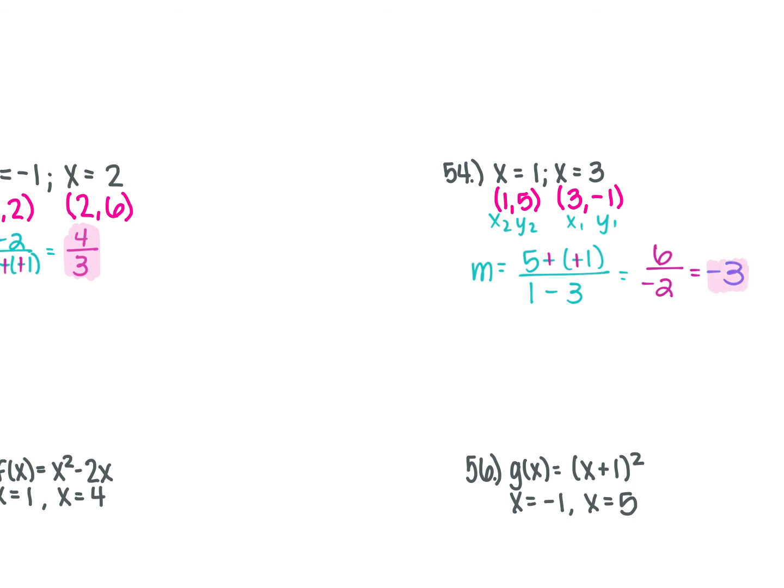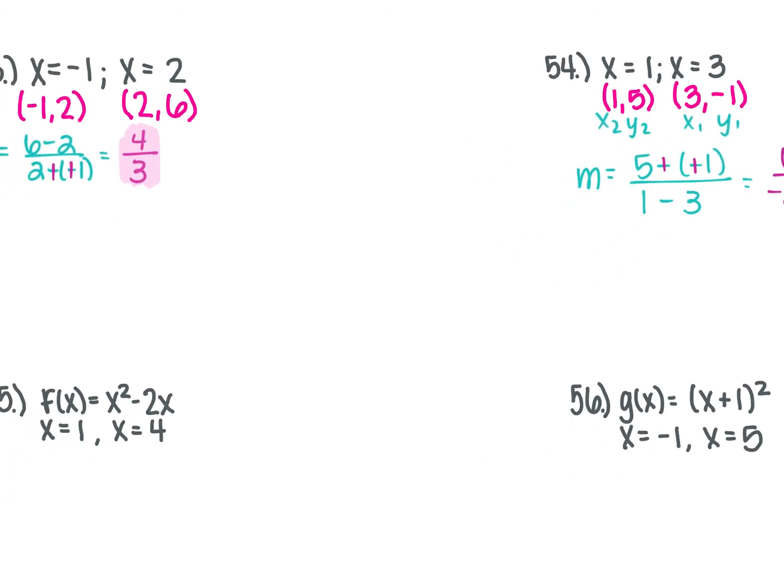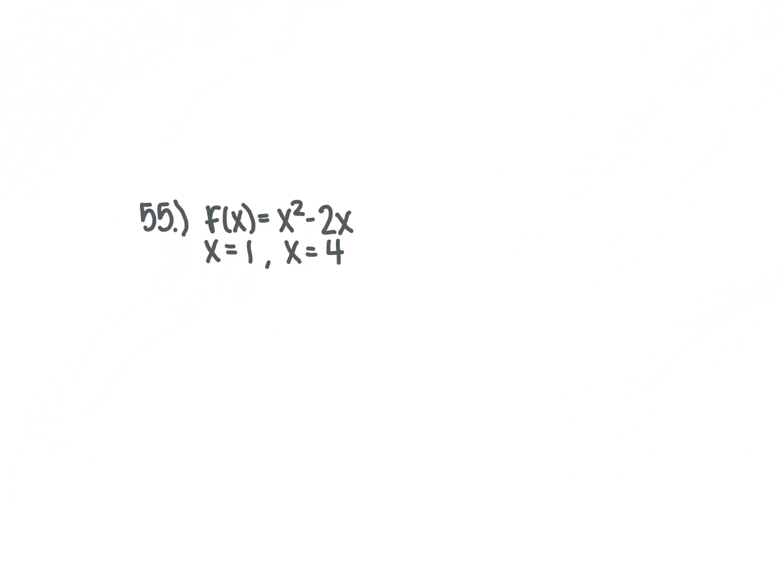For number 55, for a function table, we have to find y when x is 1. We have to find y when x is 4. If x is equal to 1, plug the 1 in and find f of 1. So it's going to be 1 squared minus 2 times 1. That gives us 1 minus 2, which is just -1.